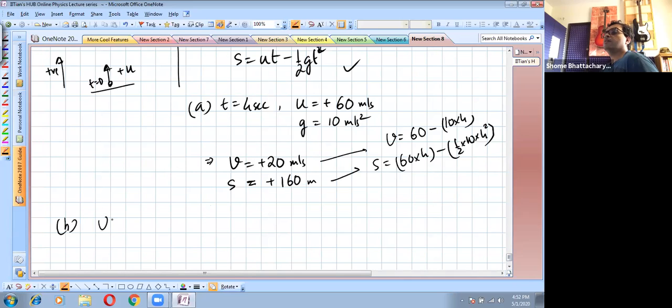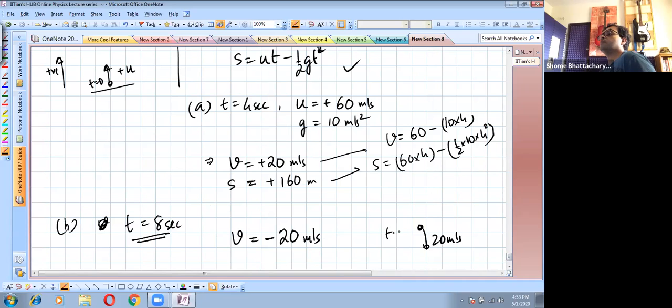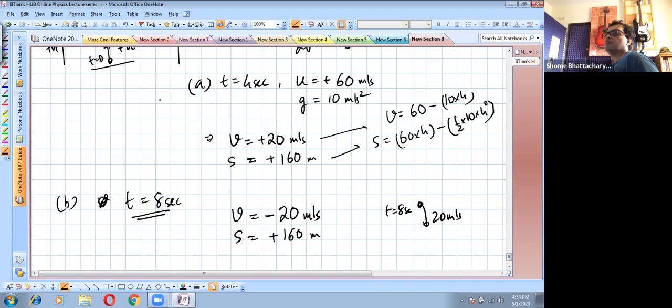So for the B part, you substitute the time as 8 seconds. When you do that substitution, you will get your v as minus 20 meters per second. So that means it now has a downward speed of 20 meters per second at t equal to 8 seconds. And it will have a displacement of, again by that formula only, plus 180 meters. Sorry, plus 160 meters. Okay. So I'll show you the interpretation of this also, what this means. But these are the answers that you will get by substitution. Okay. In A and B part, just substitute.